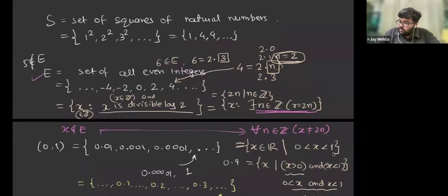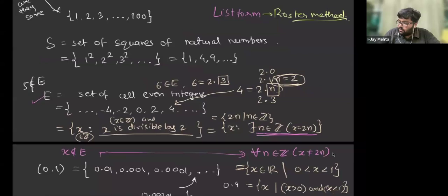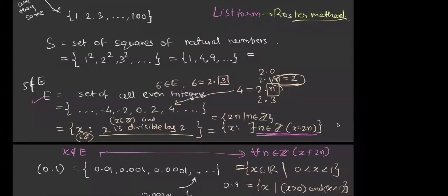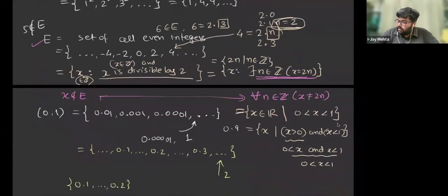If you have understood this, then how do I write this S in set builder form? Yes, Aisha. Sir, I've not got it. Can you repeat, please? Okay, just let me write it anew. So E was this, right? We have written even integers: -4, -2. This is a list form, the roster method we used.